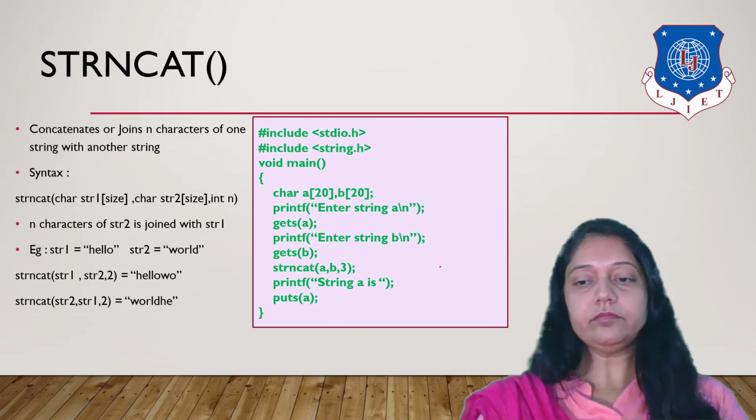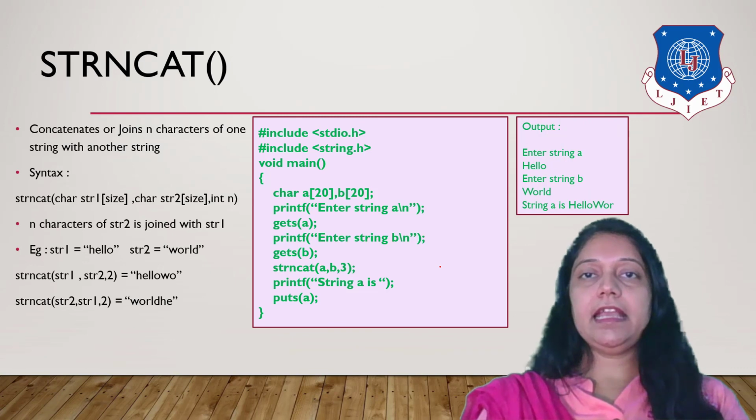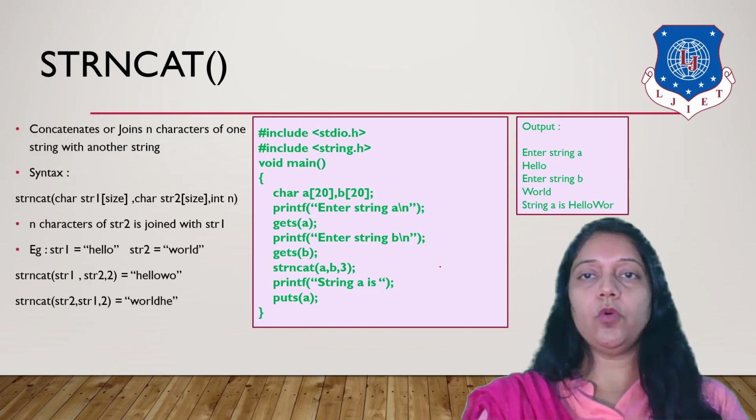So the final output would be: enter string A, that is hello is inputted in A, then enter string B, world. So world is in B and hello is in A. Now I have strncat A comma B comma 3. So three characters of world, that is wor, will be taken and joined with A. So the final output I'll get is hellowor.